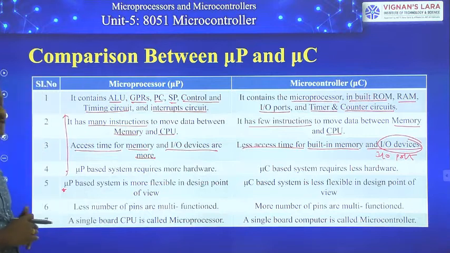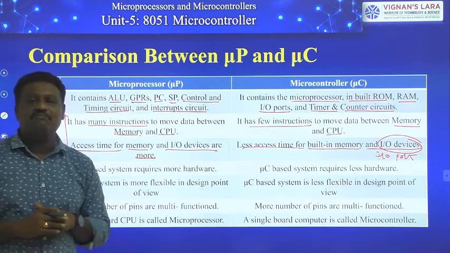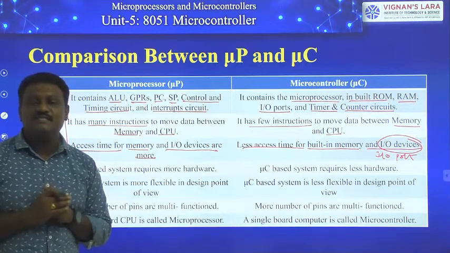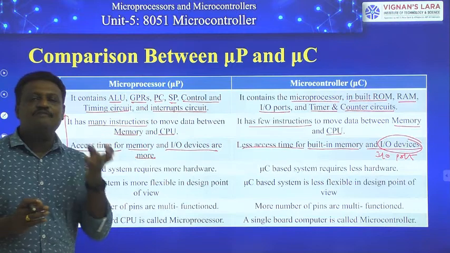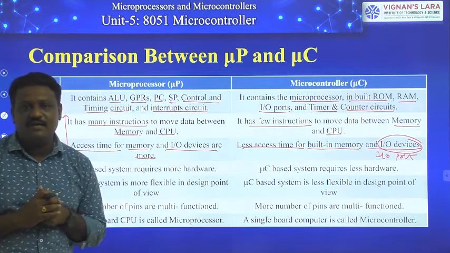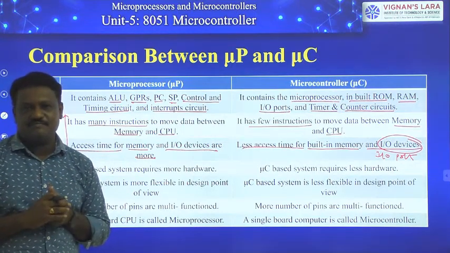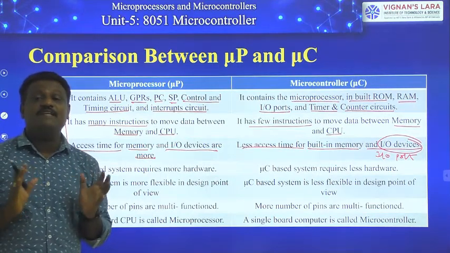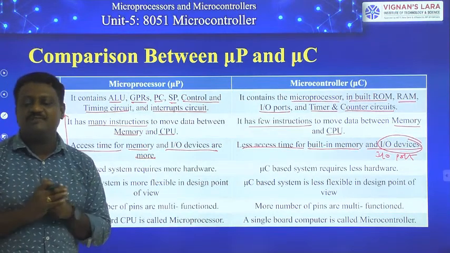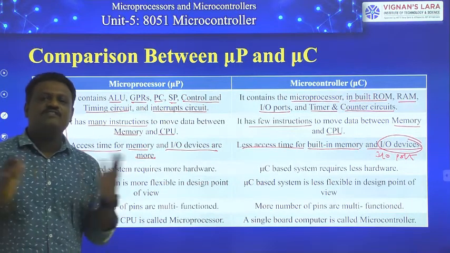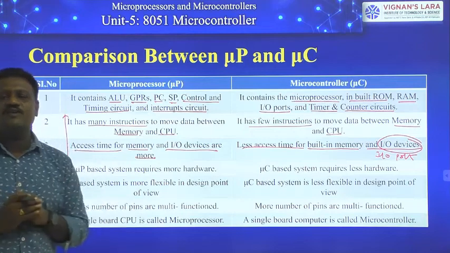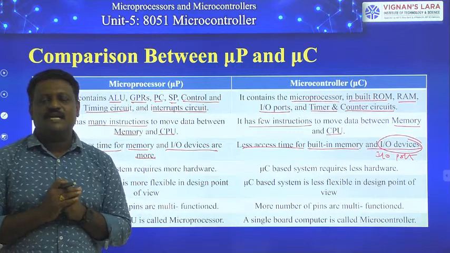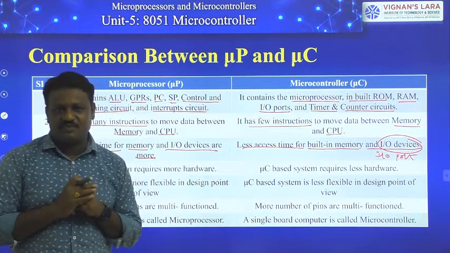And coming to the last but one, fewer pins are multifunction. That means out of a good number of signals of a processor, only a few signals have multiple functions. That means they can do more than one function. But coming to the microcontroller, you may find more multifunction signals or multifunction pins. That means out of n number of signals of your microcontroller, more signals have multiple functions. That means the signals can do more than one function.